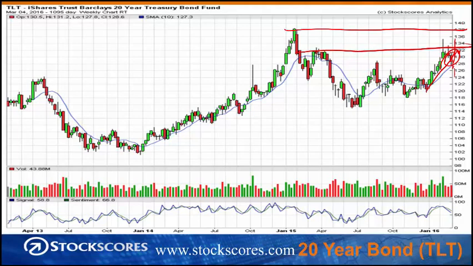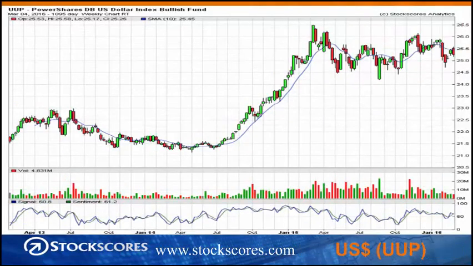So far, that's not the case. But this one usually tends to react to the stock market more than it does anticipate the stock market. So I show it here for your interest, but I'm not too worried about watching that right now. US dollar, a little bit of weakness this week.